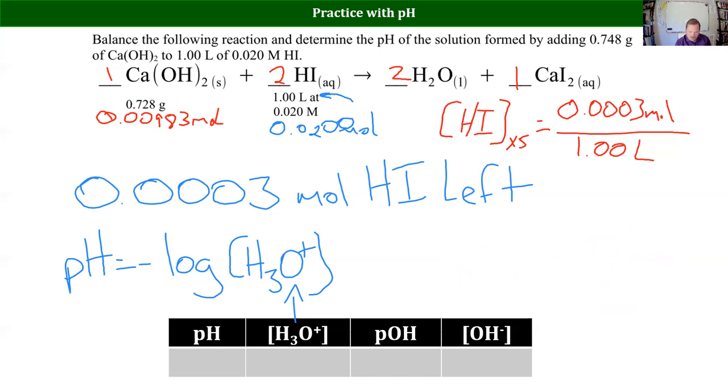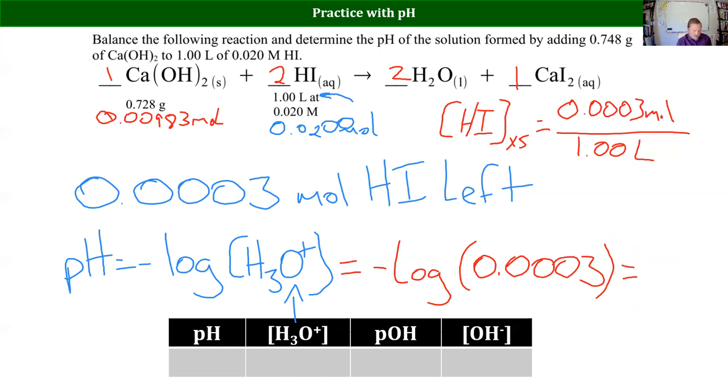So to turn that into the pH, you just plug it in down here. The log of 0.0003, it's going to be a negative number. So you drop the negative, you get 3.52 for our pH.